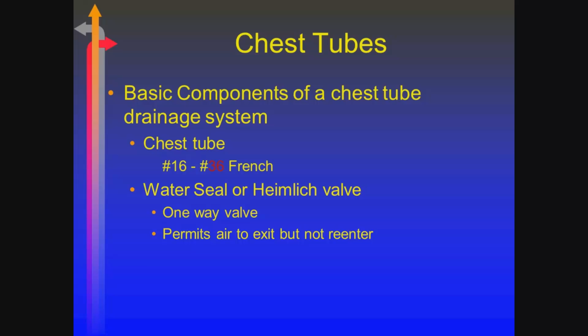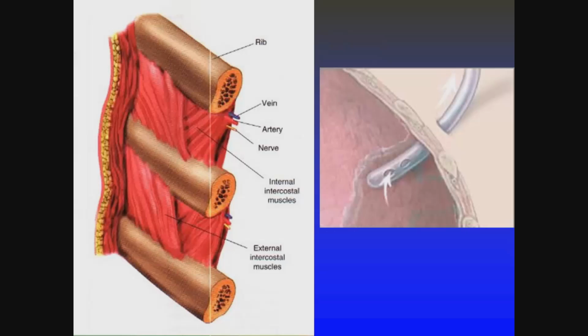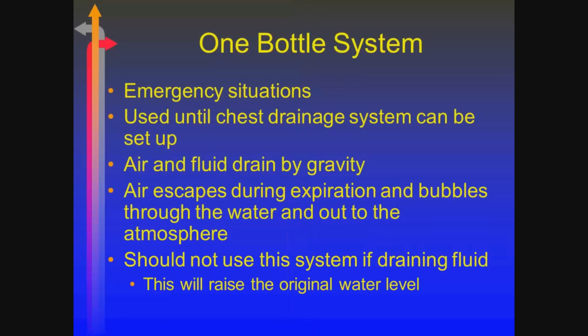The size of the tube is somewhere between a 16 and a 36 French. So if you think back to your suction catheter, that gives you kind of a clue as far as how large these tubes are. And there needs to be some mechanism of a water seal, or a Heimlich valve, both of which will act as a one-way valve to allow air to exit the pleural space but not be able to re-enter again. Remembering we're always inserting it on the superior surface of the rib, and it's allowed to slide into that interpleural space.